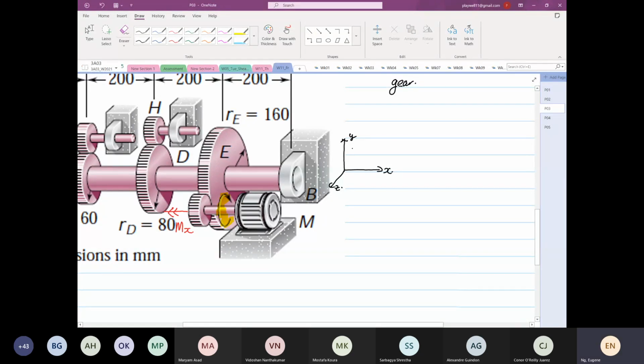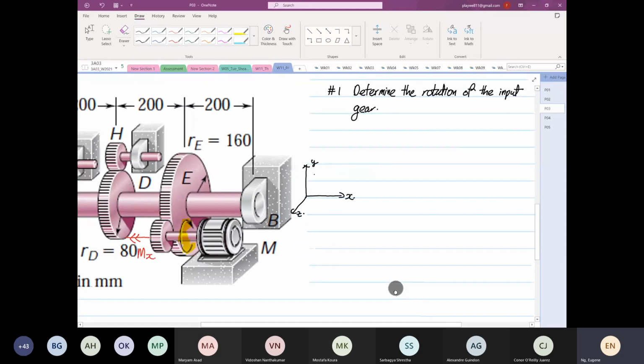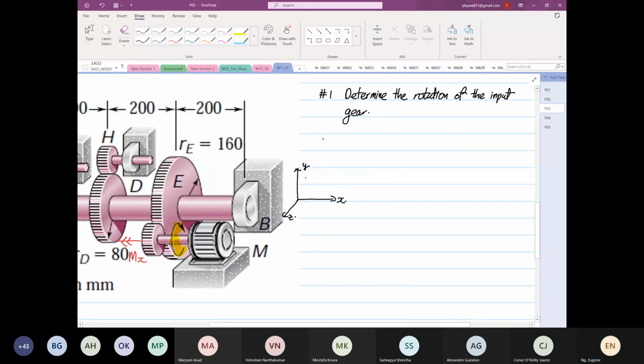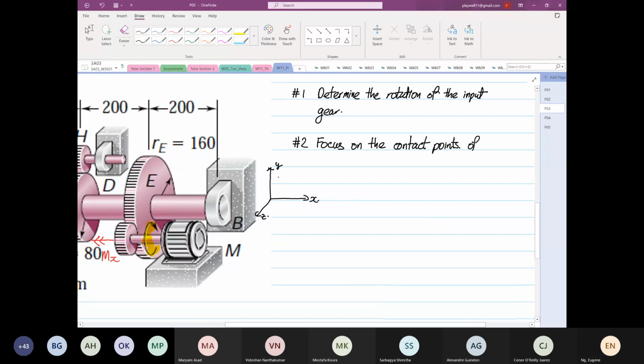So the next thing I want you all to watch is number 2, focus on the contact point of the gears.